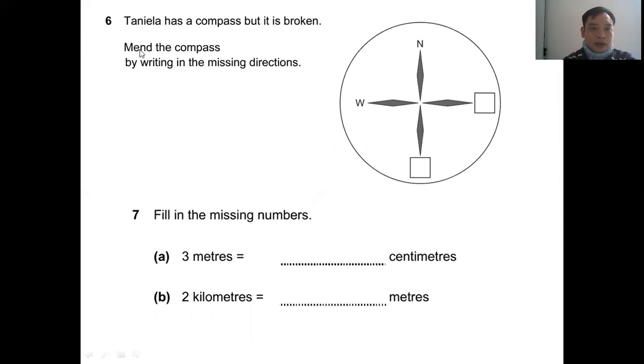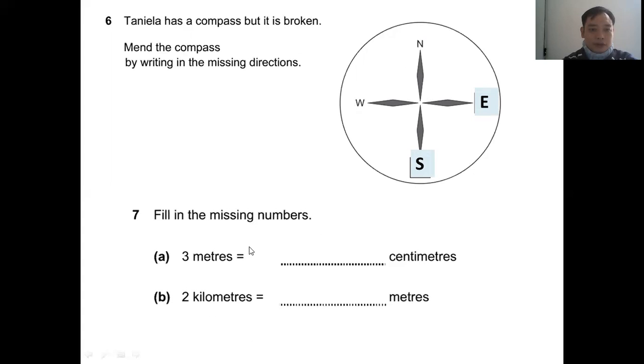Question 6. Tanila has a compass, but it is broken. Mend the compass by writing in the missing directions. So in here, you get north, here is the west, so here is east, and at the bottom here will be south.